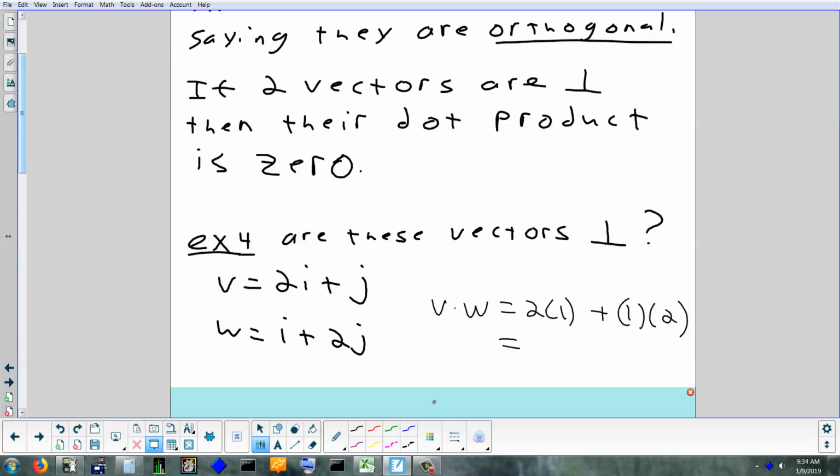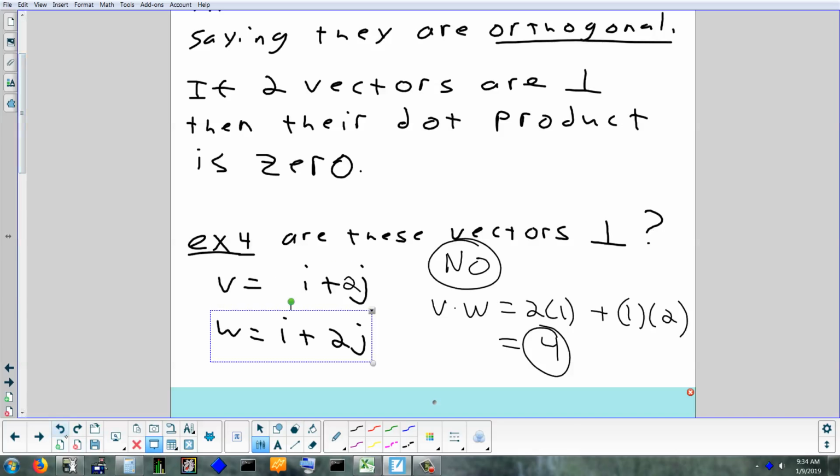What's the dot product? 4. Are they perpendicular? No. What could you change there to make them perpendicular? If you move the 2 over to the J, like if I in V was 1 and then J in V was 2, then you'd have 1 times 1, which is 1, plus 2 times 2, which is 4. So now the dot product would be 5. My bad. But it's all right, we tried something.